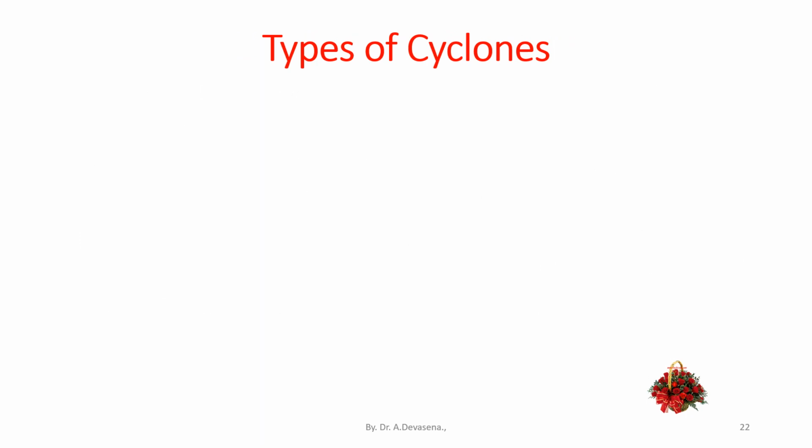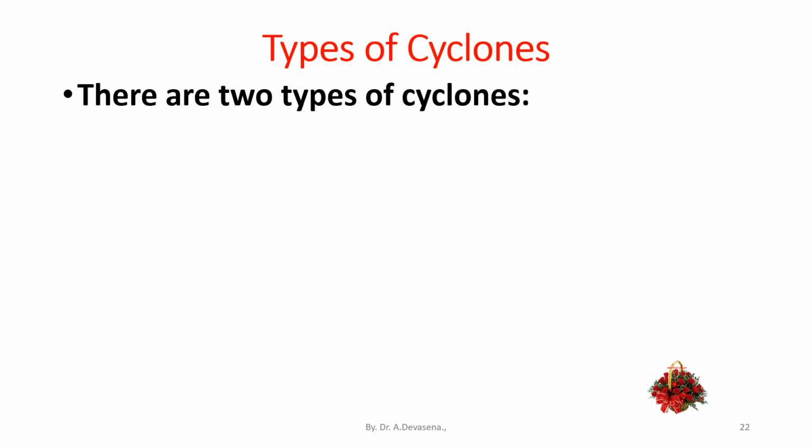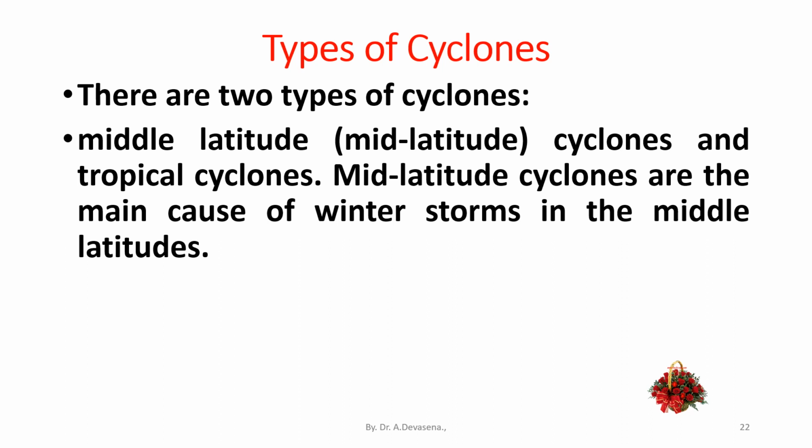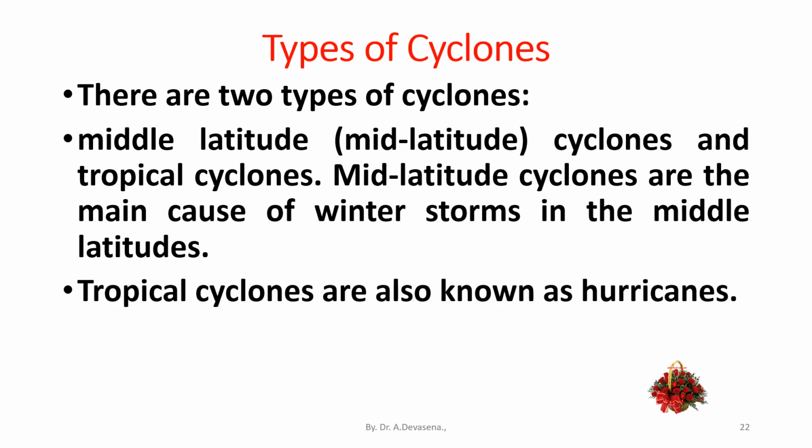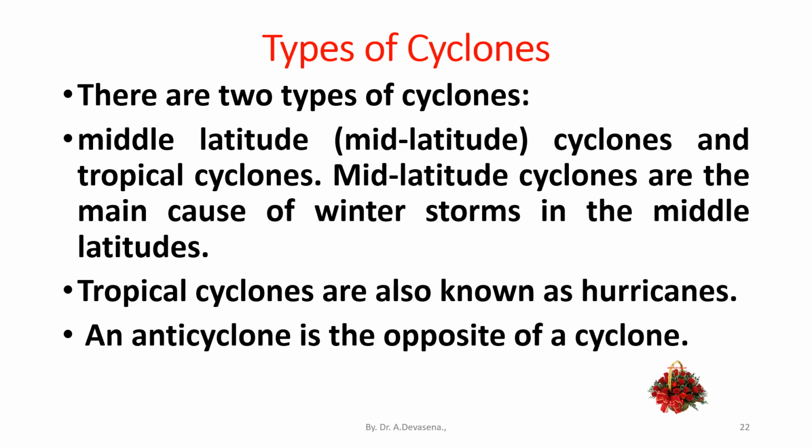Types of cyclones. There are 2 types of cyclones: mid-latitude cyclones and tropical cyclones. Mid-latitude cyclones are the main cause of winter storms in the middle latitudes. Tropical cyclones are also known as hurricanes. An anticyclone is the opposite of a cyclone.